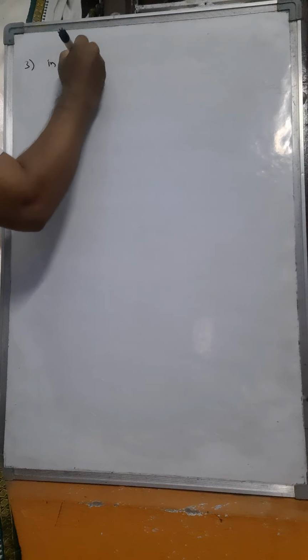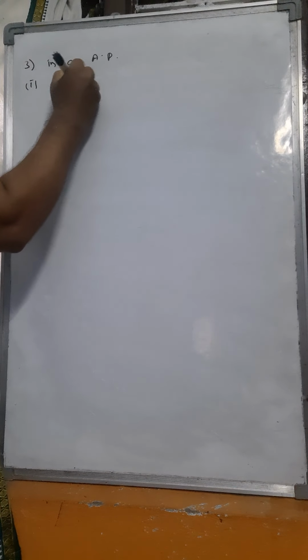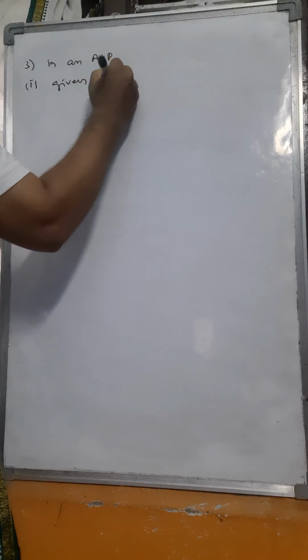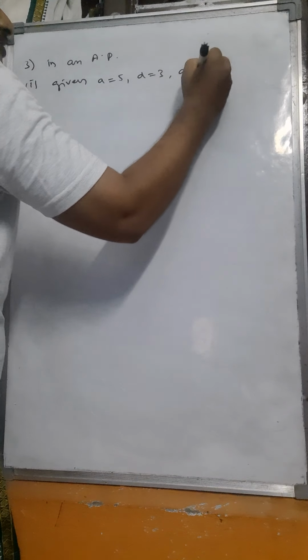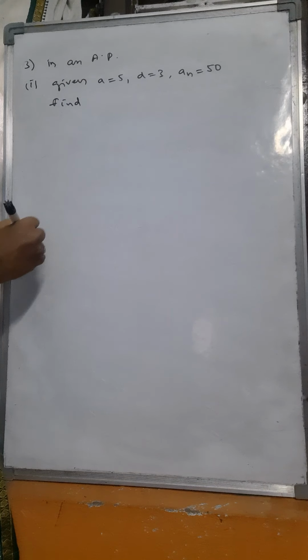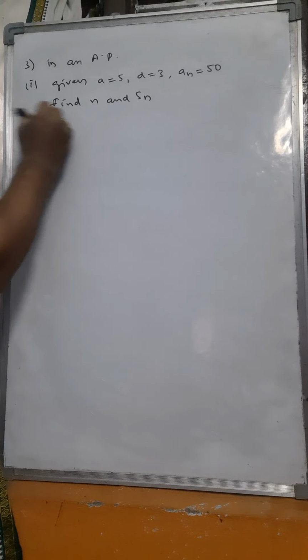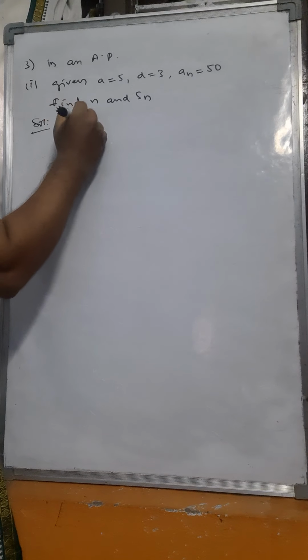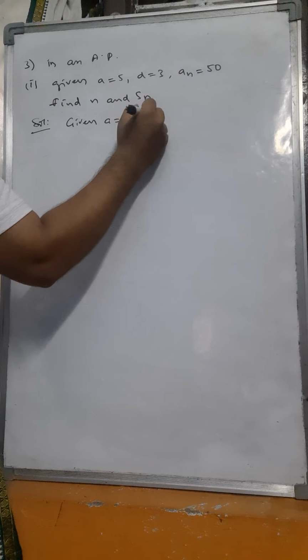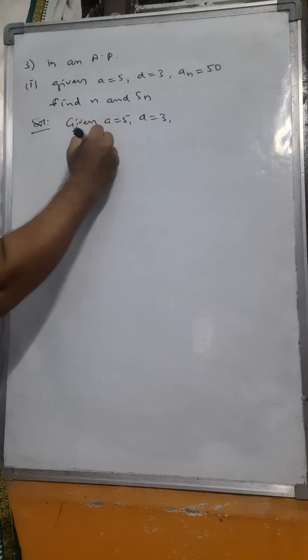Next is the third bit. In an AP, first one given: A is equal to 5, D is equal to 3, AN is equal to 50. Find N and Sn. Find N and Sn. So given A is equal to 5, D is equal to 3 and AN is equal to 50.